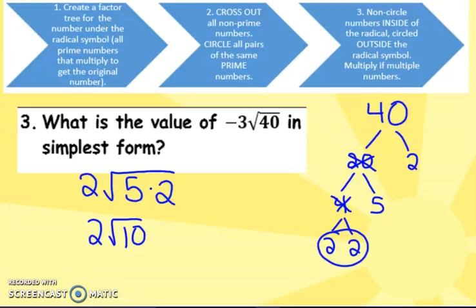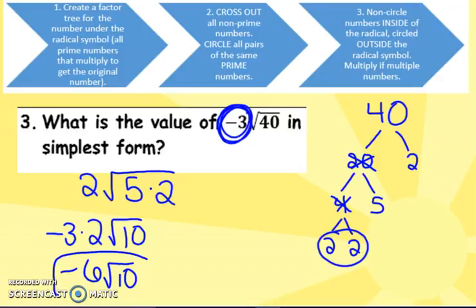However, we do have to remember back in the beginning of the problem, we didn't worry about that -3. Well, that needs to be part of our answer. We can't just disregard it. Since it's already outside, we're going to do exactly what we would do as if it was another pair, and we're going to multiply it. So -3 times 2 gives me -6, and the square root of 10 stays the same. So that's my final answer, -6 times the square root of 10. That is in simplest form.